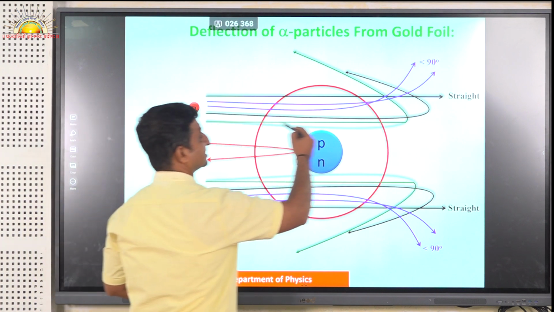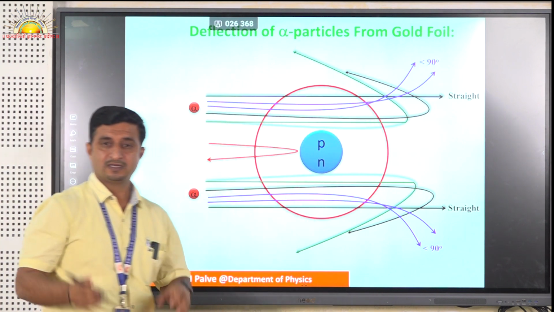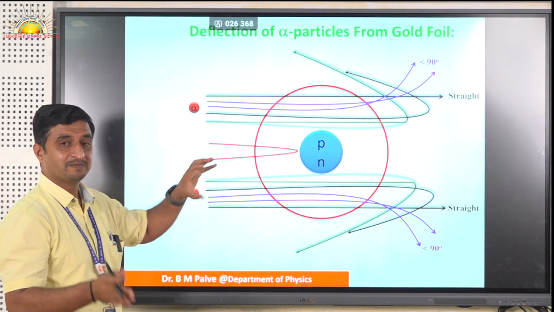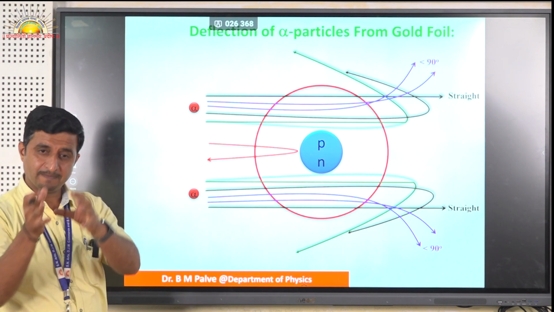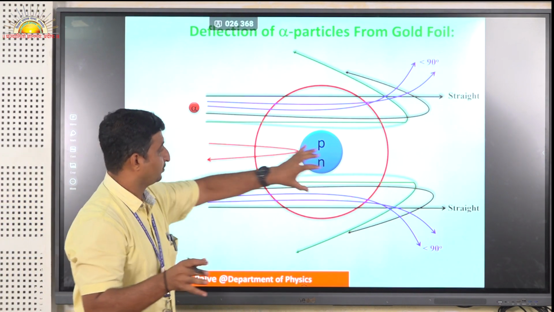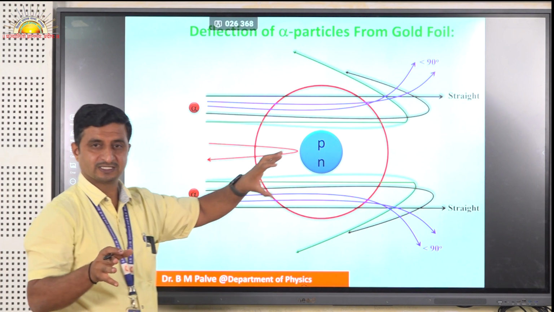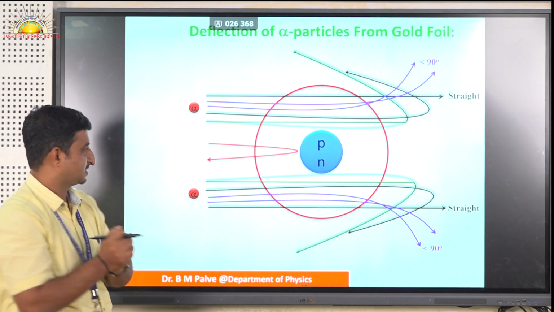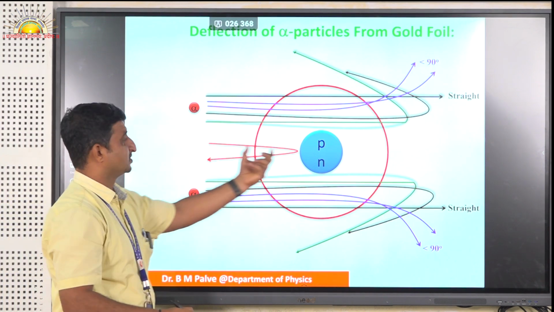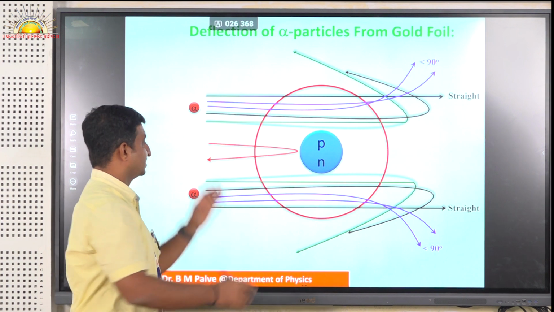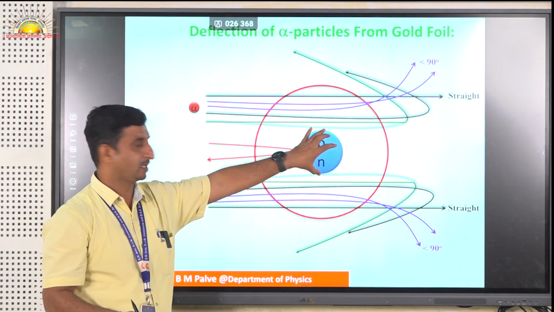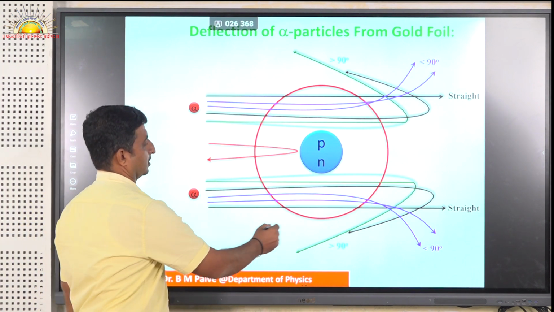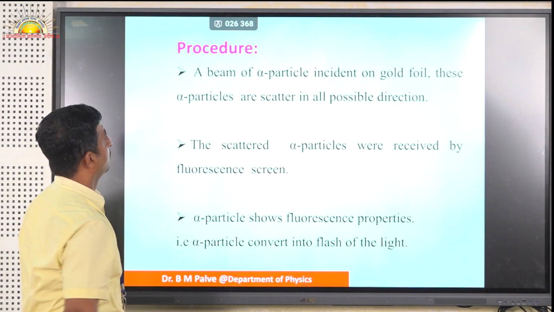Some alpha particles were deflected at a 90° angle, which means there is some repulsive force between the protons and alpha particles. It means there is a certain heavy part present inside the atom, and some alpha particles reversed back. This alpha particle was incident on this heavy part of the atom, so they deflected or reversed back. So this is the procedure.